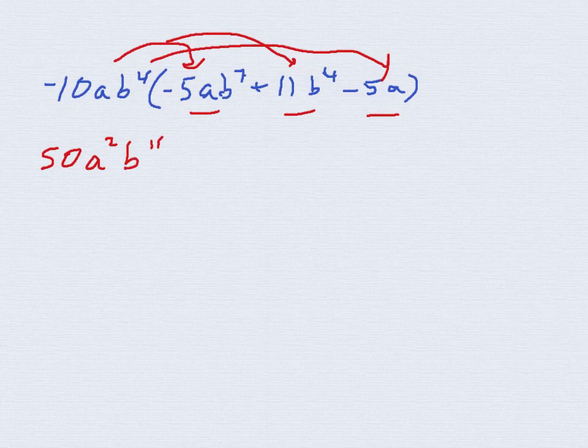Multiplying negative 10 times a positive 11 is going to be negative 110. A, how many a's? 1a, b to the 8th. And then lastly, negative 10 times negative 5 is plus 50. A squared, b to the 4th. And that question is complete. Distributive law. Multiply your coefficients and then add your exponents when you're multiplying.